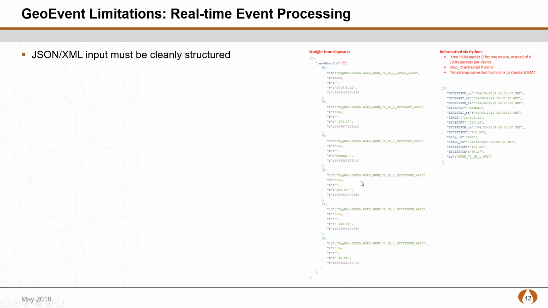So if I were to pull this directly into GeoEvent, I'd basically get kind of 6 overlapping points. And I actually don't have location with these either. So this just really was not going to work. So we used a Python script to aggregate this based on the ID into one JSON packet and then pass that to GeoEvent.